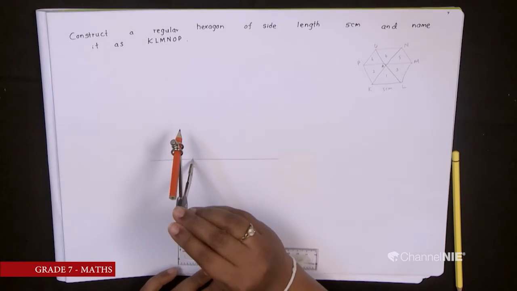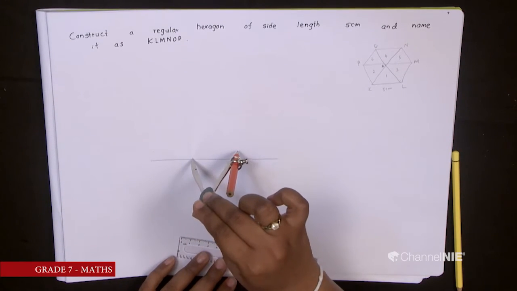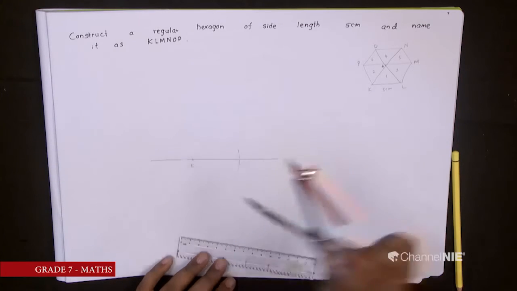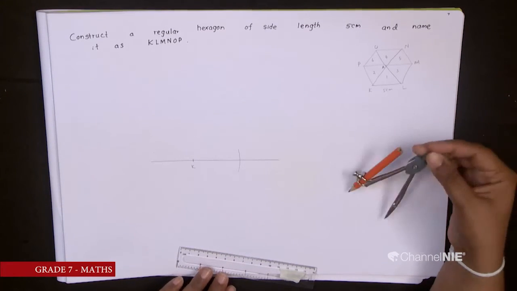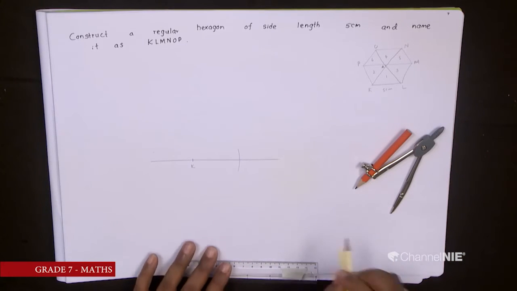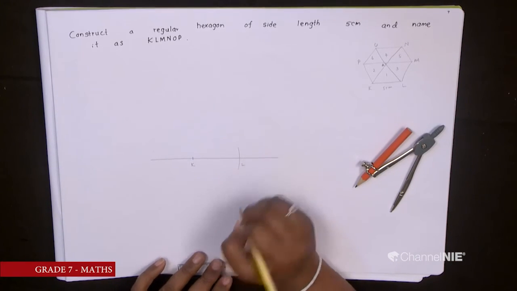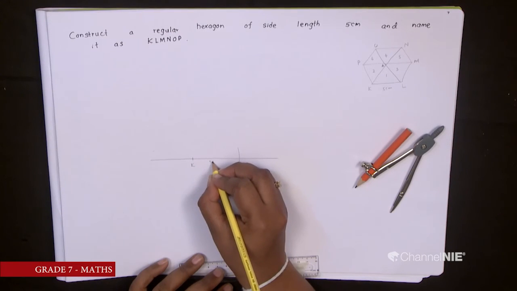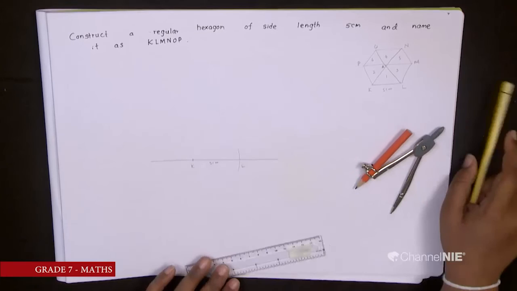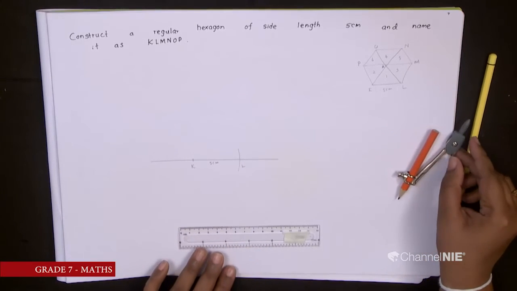Then place the tip of the pair of compasses on K. Draw an arc to intercept the straight line segment. Right. Now, I have constructed the point L. Now the length of this line is 5 centimeters. I am going to write it on the same time.